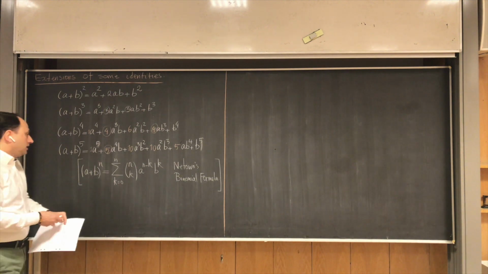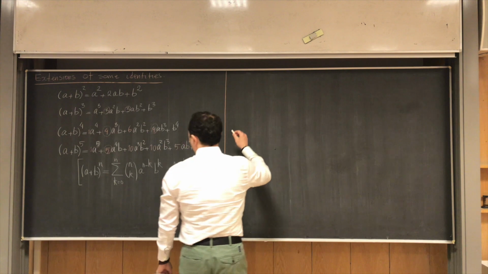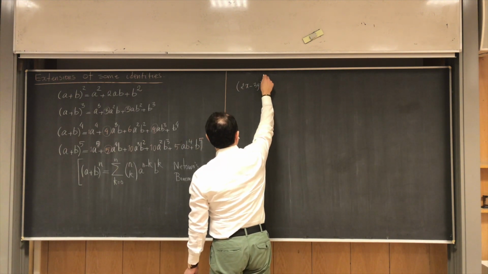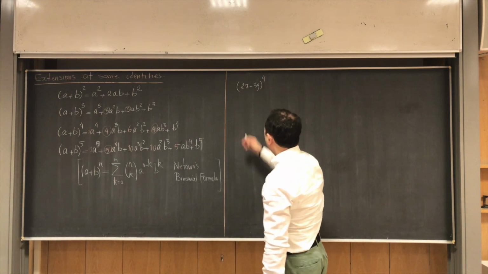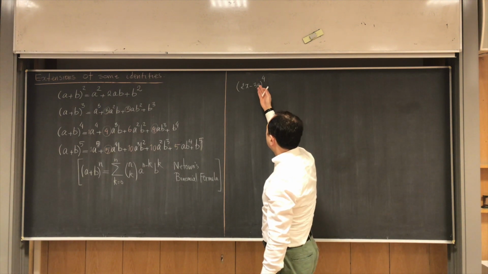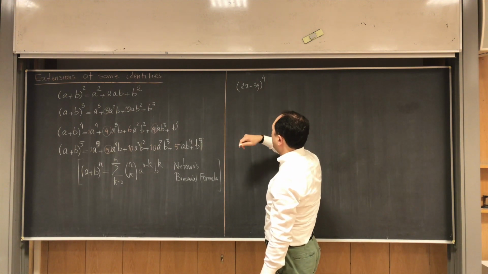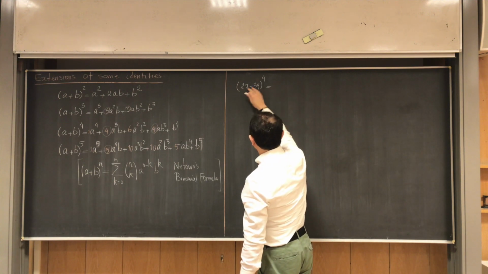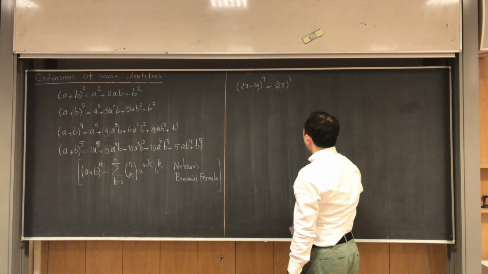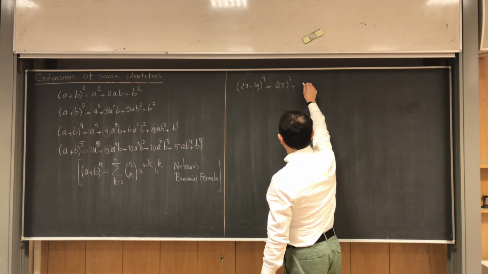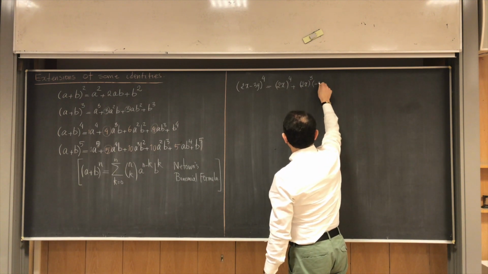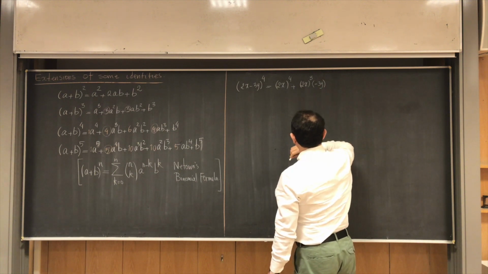For example, if you want, you can write 2x minus 3y, and then raise it to power 4. That's also, of course, a binomial expansion, but a is replaced by 2x and b is replaced by minus 3y. So if I want to do this, I would write the first one to the 4. And then the next one is 2x to the 3, but minus 3y to the 1, which I don't write.